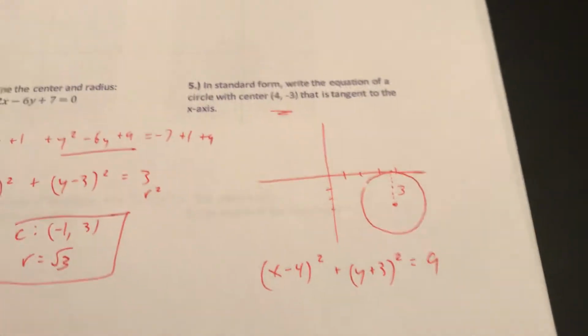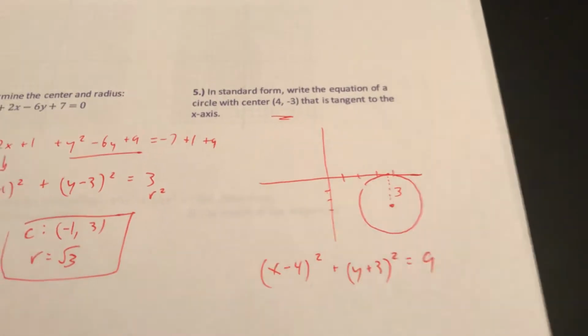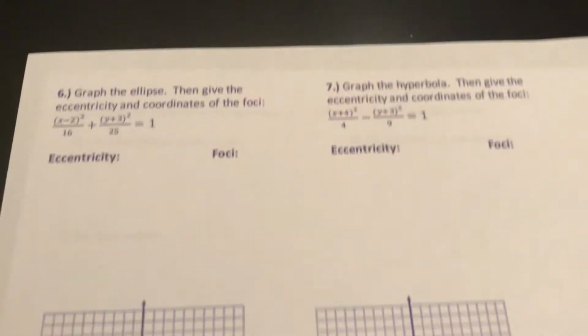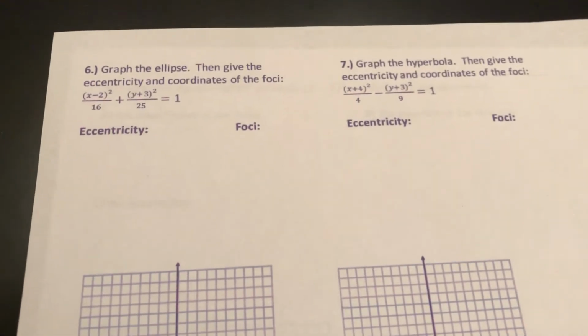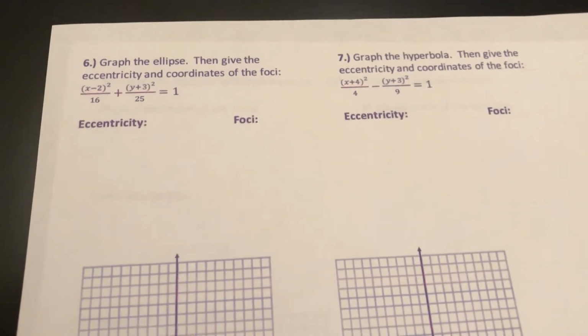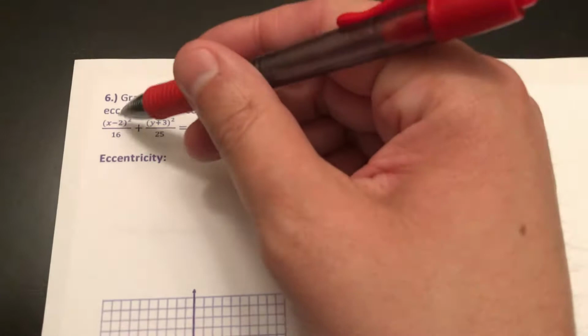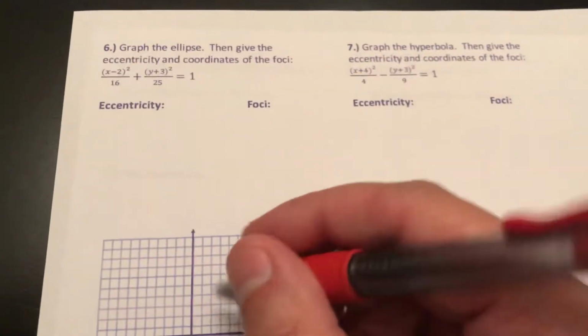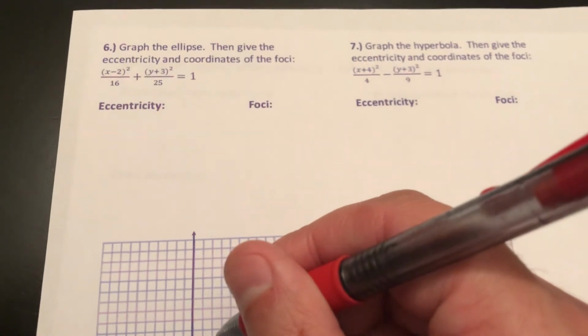All right. Okay, moving on to the next page here. Number 6 asks me to graph this ellipse, give the eccentricity and the coordinates of foci. So you take a look here, the center is going to be at 2, negative 3. So I'll go to 2, negative 3. 1, 2, 3.